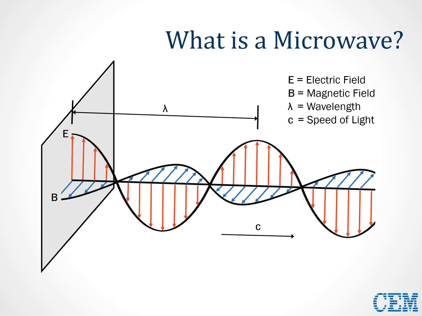This means that microwaves do not have enough energy to affect molecular structures directly, and any microwave energy absorption is a purely kinetic effect. So no molecular bonds are broken when microwave energy is applied.